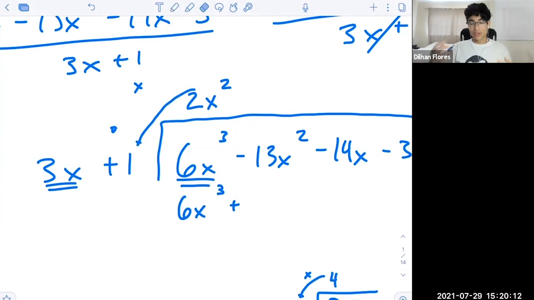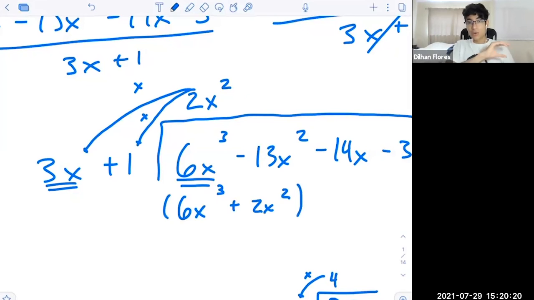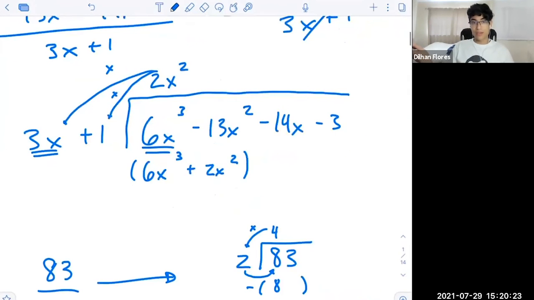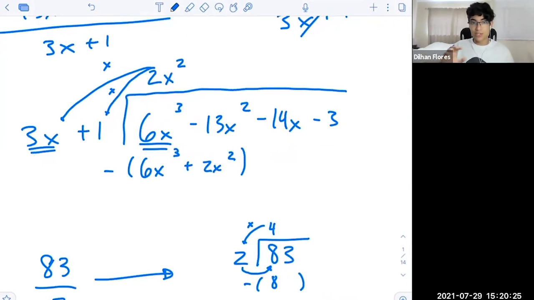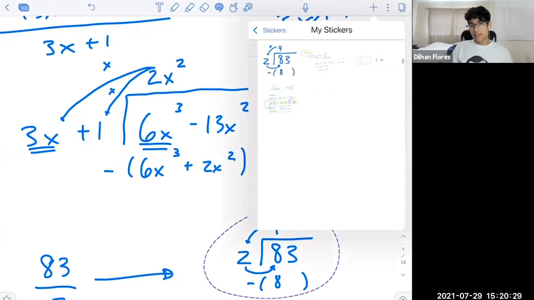And now this is starting to look a little bit more familiar. You have 2x squared down there. And now we want to get rid of the 6x cubed. So we're going to make that whole bottom thing negative. All right, if we make it negative, then the 6x cubed is canceled. And now we have, what is 13x squared minus 2x squared?